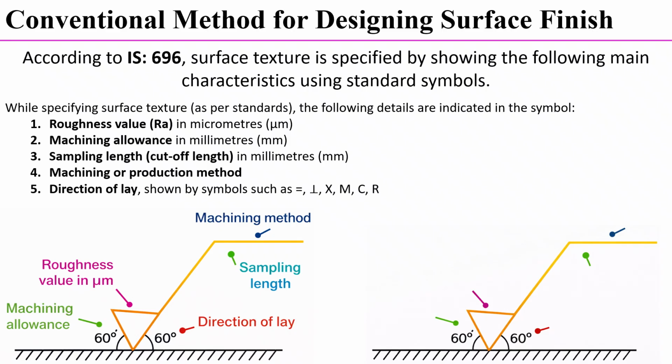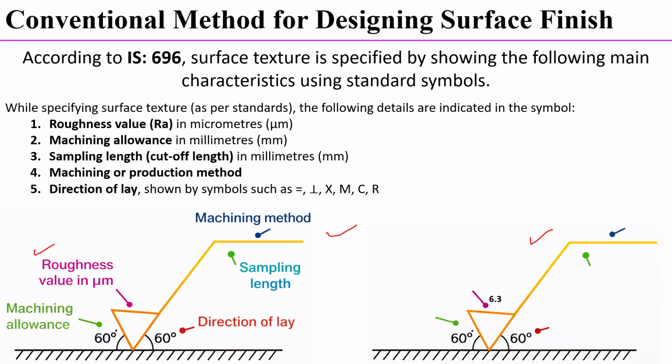Next we will discuss the conventional method for designating surface finish. According to IS 696, surface texture is specified by showing the following main characteristics using the standard symbol. So this is the standard symbol of surface roughness. Various characteristics are represented within the symbol. The first one is the surface roughness, Ra value in micrometers, which we represent above the triangle.